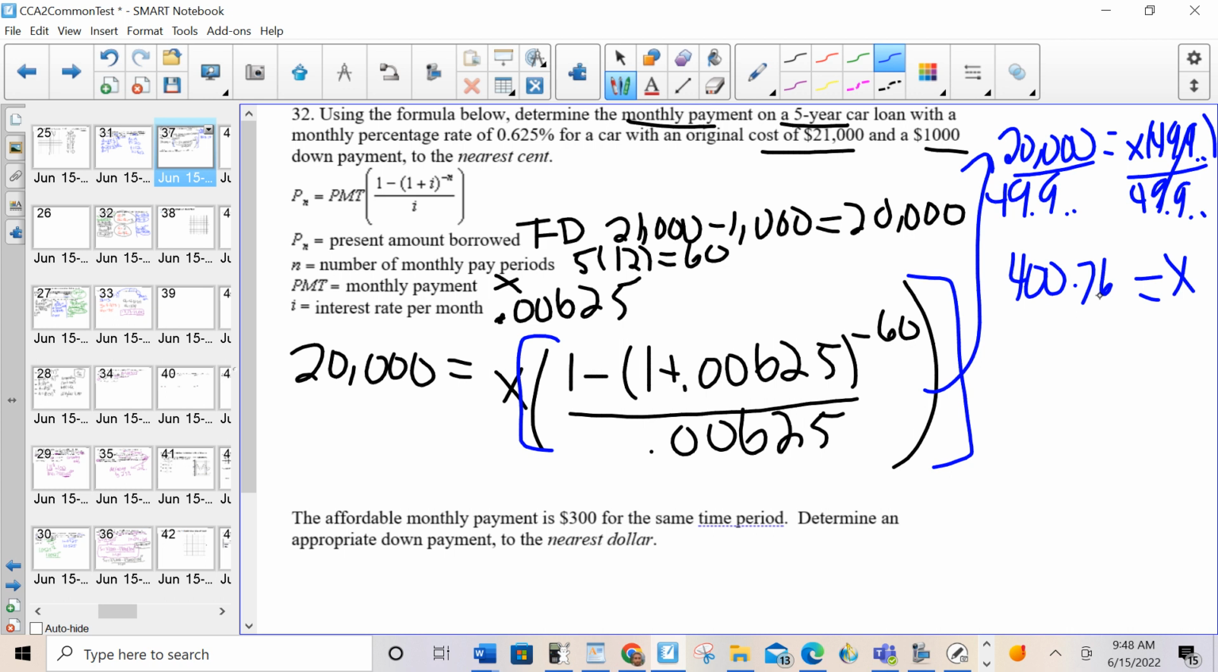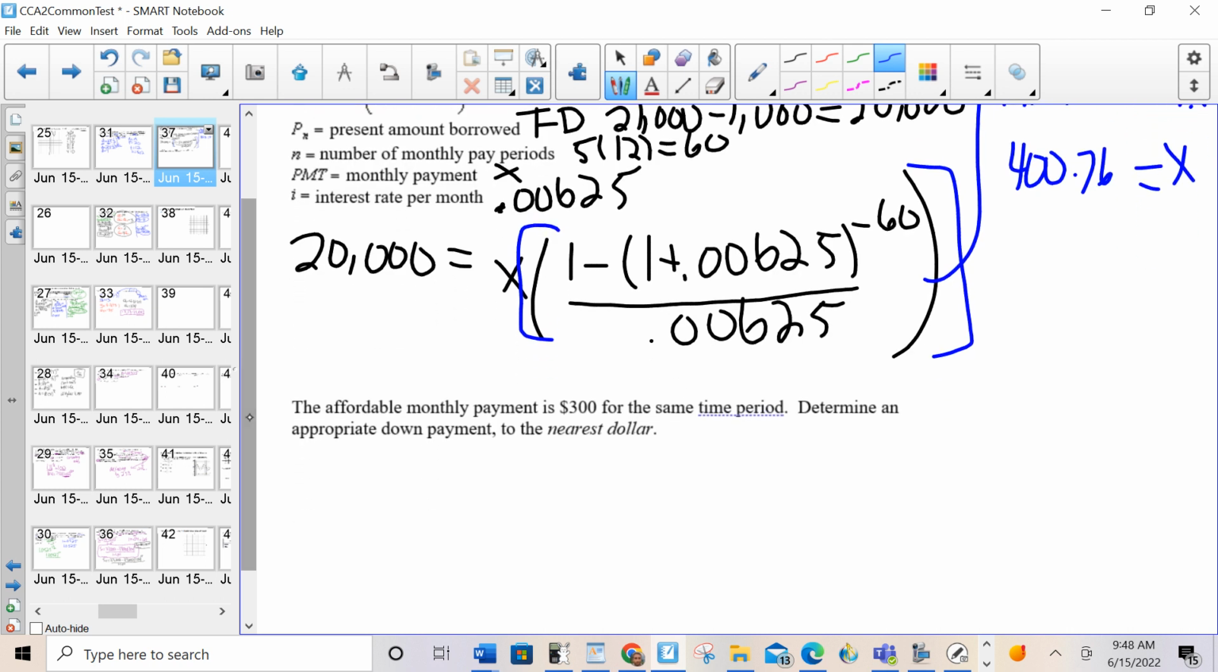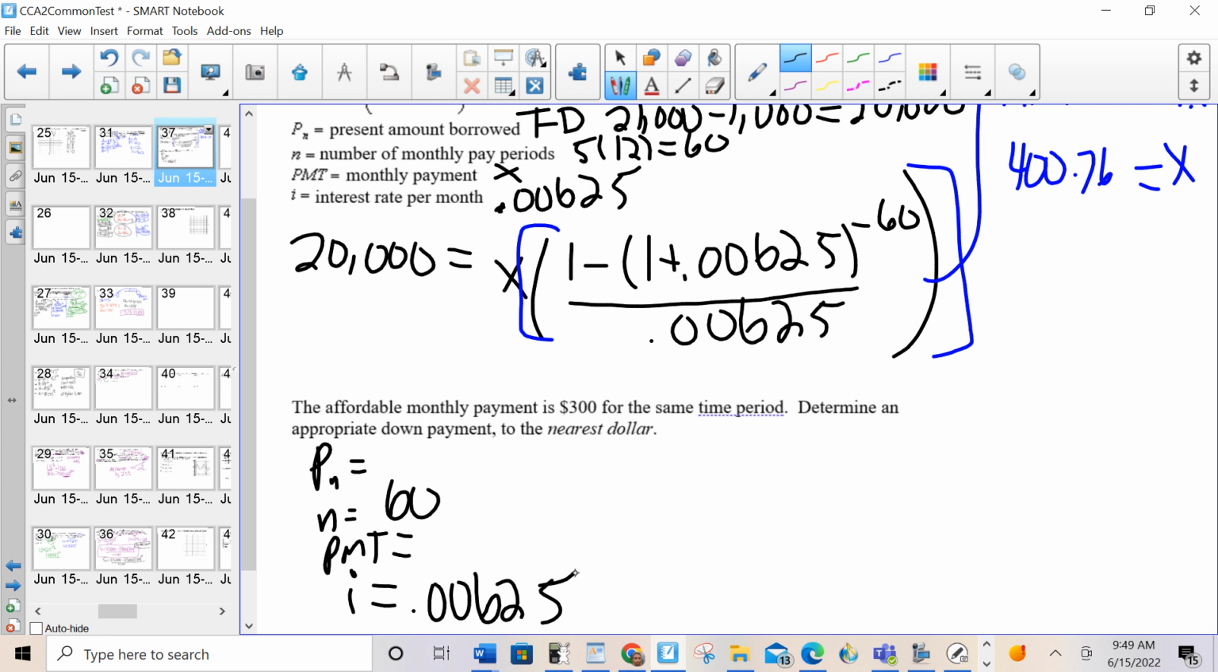Now, the second question is separate from the first question. So I'm going to relist my variables. I'm going to write P or PN, N, PMT, I. You don't have to memorize this formula, and they often give different versions of this formula. So it's not going to always be PN, N, PMT, I. It could be R, it could be M, it could be whatever letters they want it to be. But generally, the four variables are going to be the principal, the amount borrowed, the monthly pay periods, the monthly payment, and the interest rate. Now, it's the same mortgage, so N is still 60, and I is still 0.00625. It says that the monthly payment is 300. What you need to know is that if they ask you for a down payment, you have to know to find P.